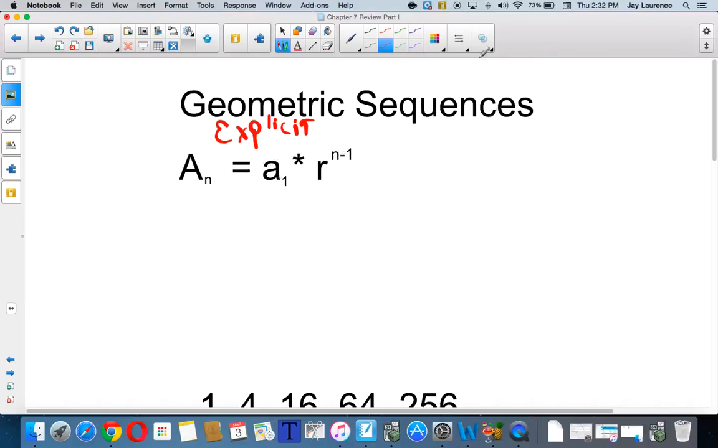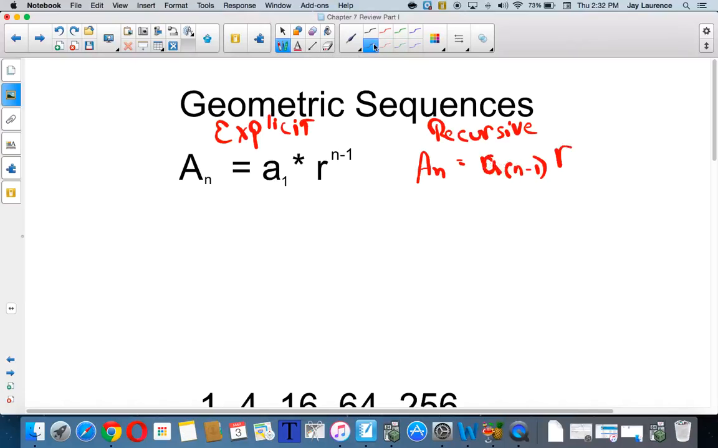Okay. Now the recursive formula, which I don't like so much because it's not as useful. Okay, it has its place, but it doesn't really do much for me. It's going to give me the nth term if I multiply the term before it, so that would be a sub n minus 1, the term before the nth term, and I multiply that by whatever the common ratio is. So there's the recursive formula. That's supposed to be an a there.